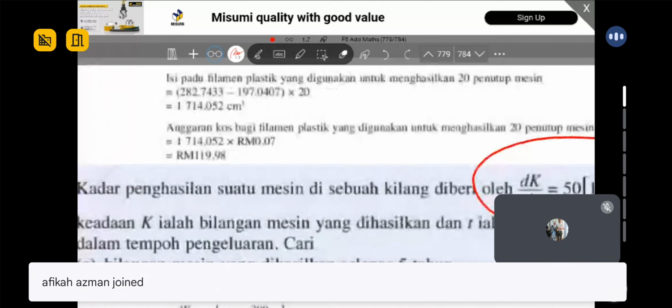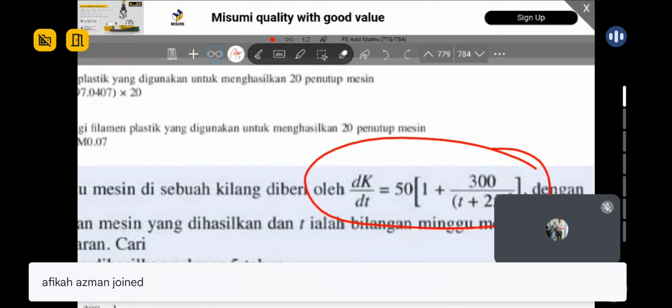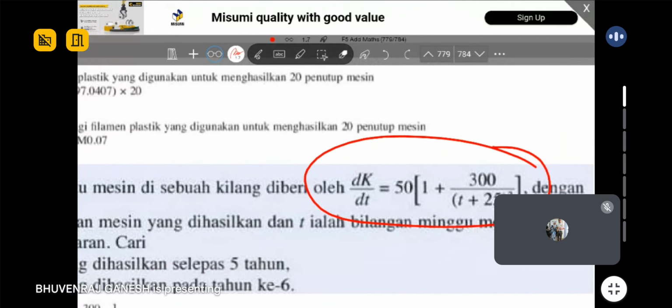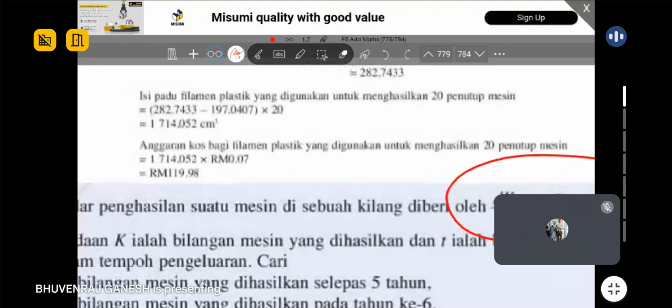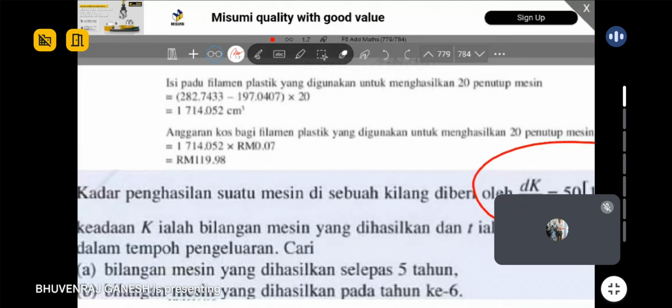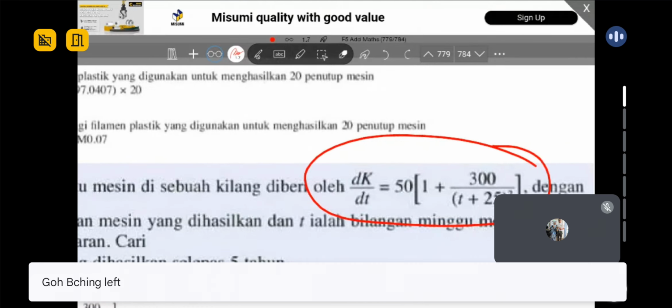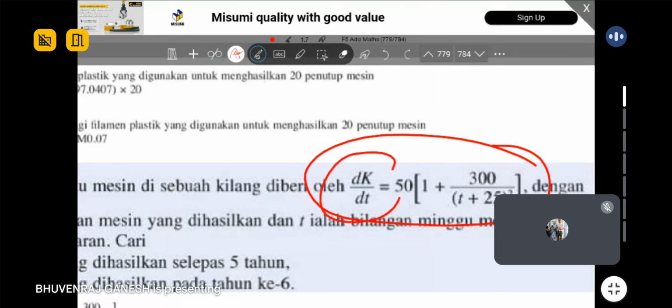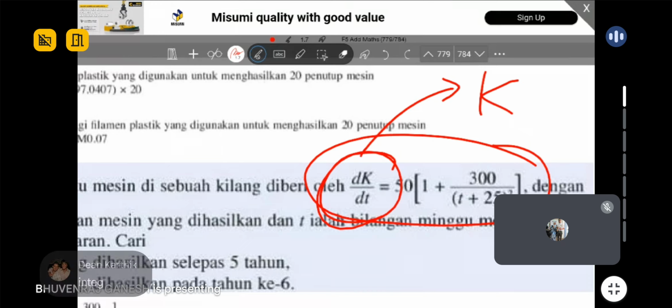Okay, guys? So they give you one equation over here, dk/dt. So the question is, find k. Kamu kena cari nilai k. Okay, guys. So dk over dt, I want to get k. So what is this process? Apa proses ni, guys? They always like to ask.